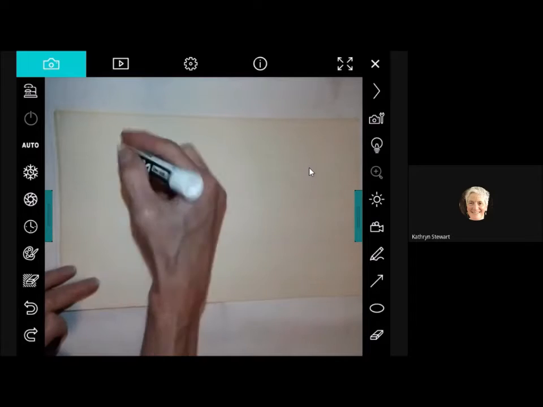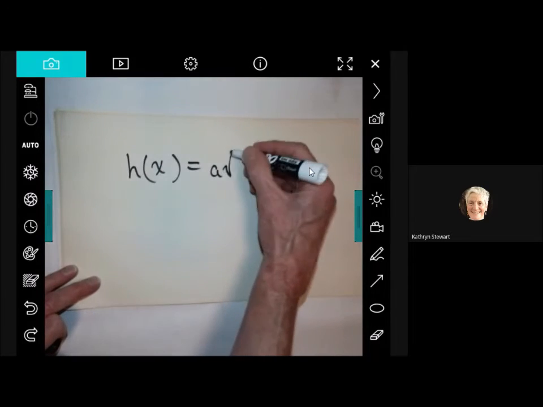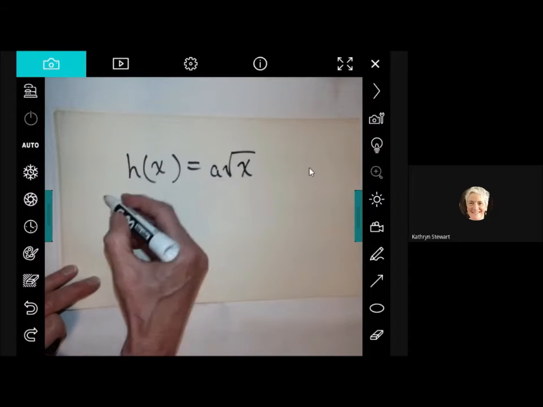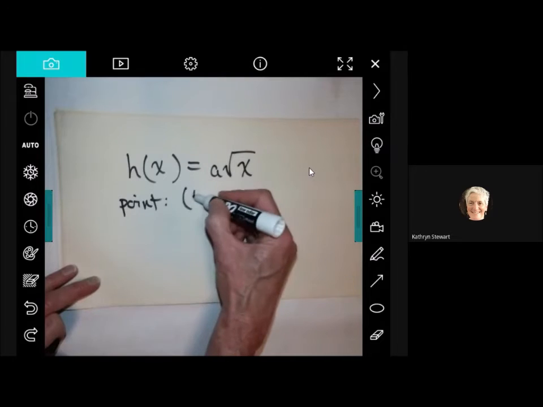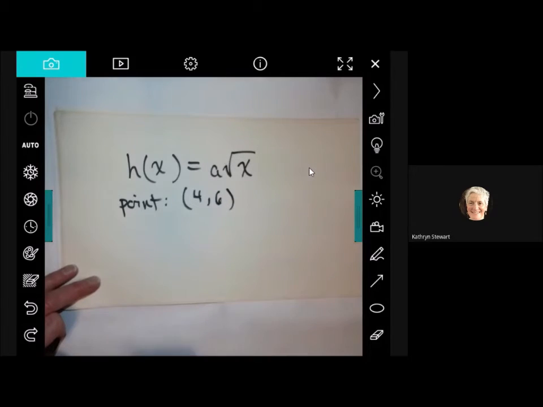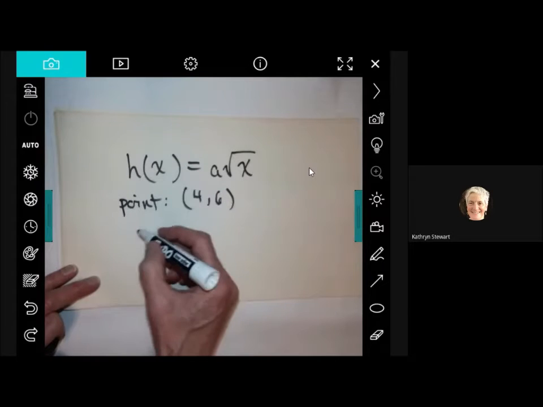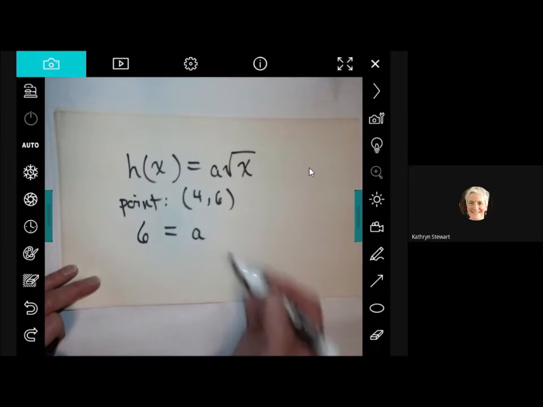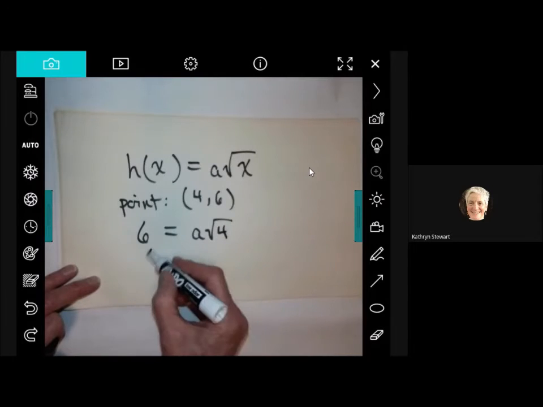We could have also done that just with another point. Let's see, another point that we saw on h wasn't it 4, 6? When x was 4, y was 6? Yeah, so let's see if that works here. So my 6 is my y, or my h of x. A is what I'm looking for, times square root of 4. Square root of 4 is 2.